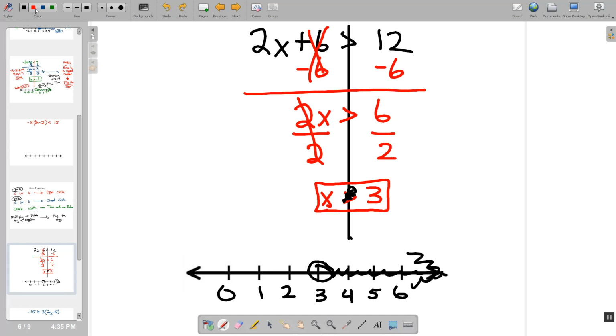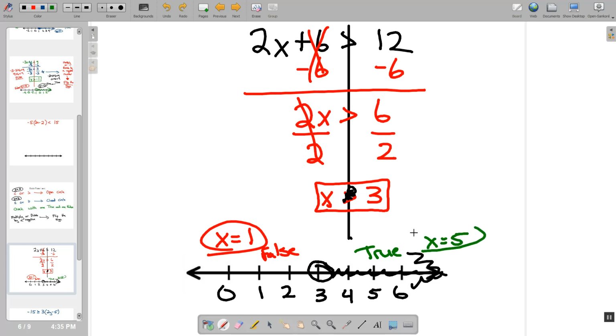To check our answer, we pick one number that's in the false range. And I'm going to pick 1. And we're hoping this creates a false statement when plugged back in. And on the right side, we have to pick 1 from the true range. And I'm going to take 5. You'll notice in my examples, I love using the numbers 5 and 0 and 1. They're definitely easier numbers to work with.